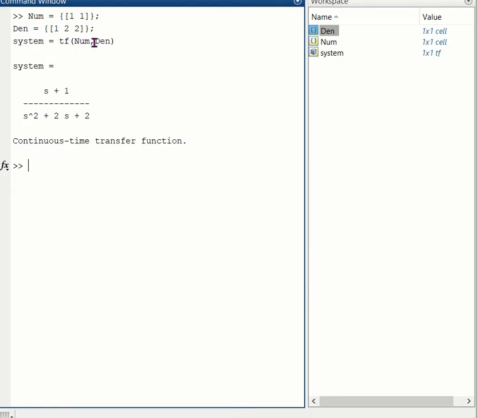The system was defined as the transfer function NUM-DEN. Since we are interested in finding the state model of any given transfer function, we have a simple command for converting a transfer function to a state model. Let us first define the numerator and denominator again. Let's define the numerator as 1, 1, and then the denominator as 1, 2, 2.